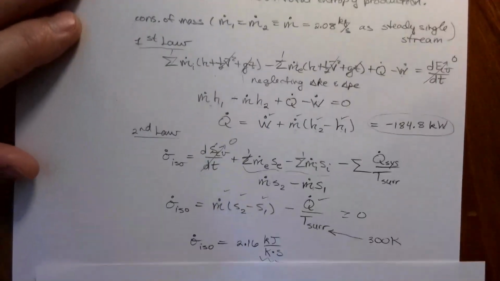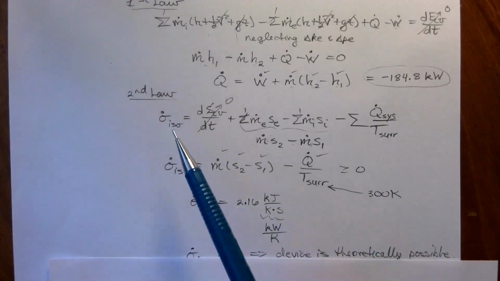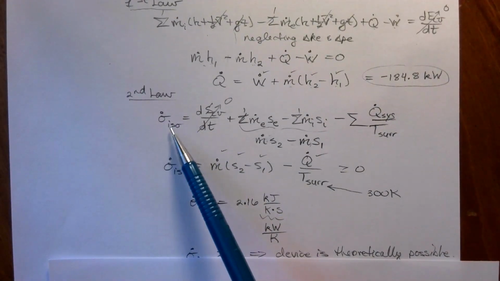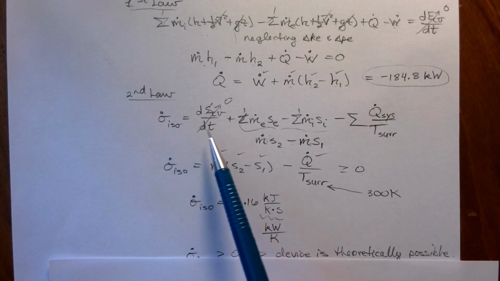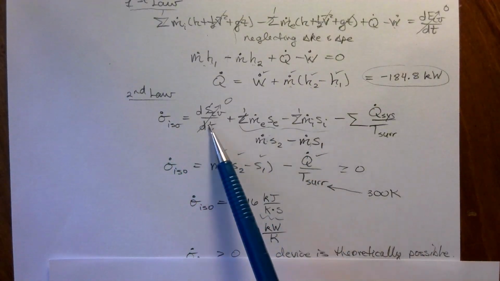Now we're going to evaluate the second law. We want to know what is sigma dot isolated, the rate of total entropy production. So this is our entropy balance formula then.